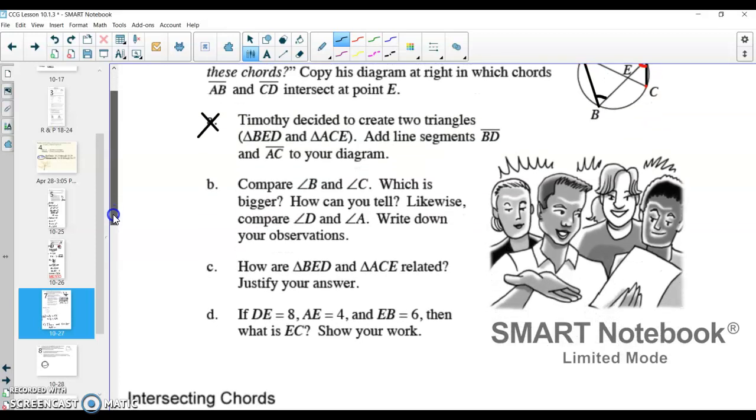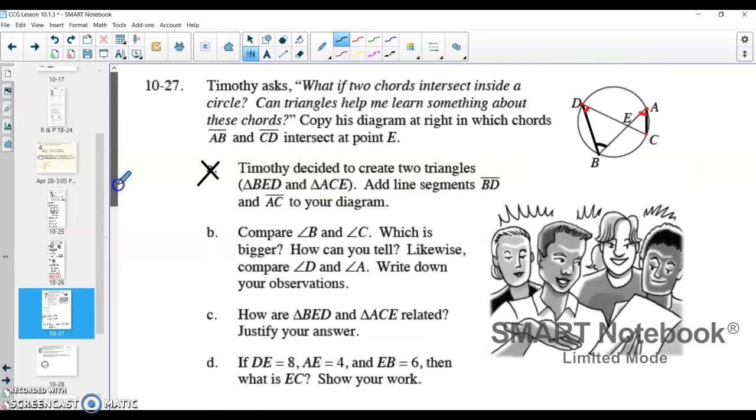Now the last question is when we really get to put some work in here. We're going to use the idea of similarity here for part D. So it says if DE was 8 units and AE is 4 units, and so DE here is 8. AE is 4, and EB here is 6. We're looking for EC. We don't know what it is, so I'm going to put a question mark.